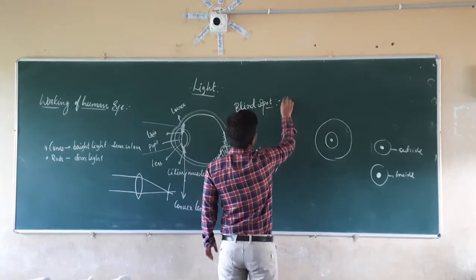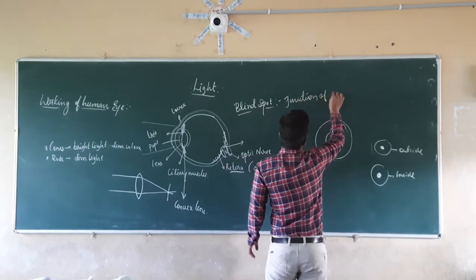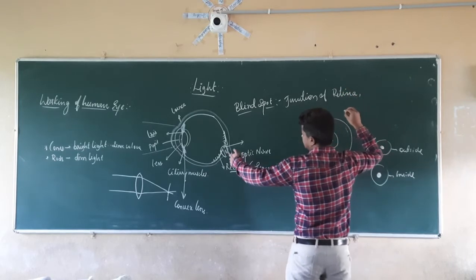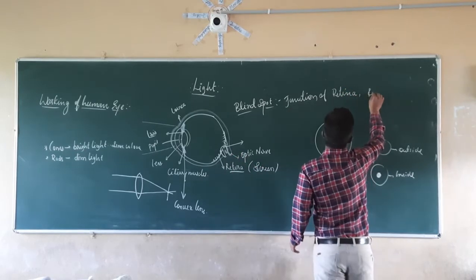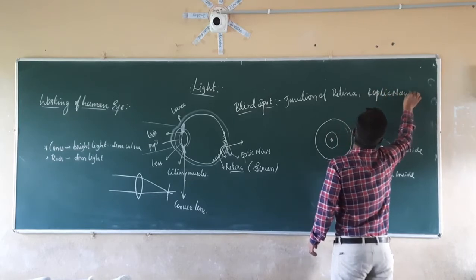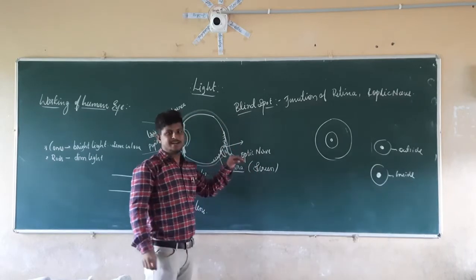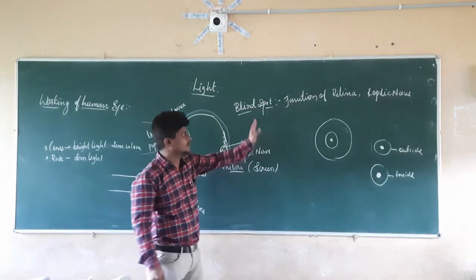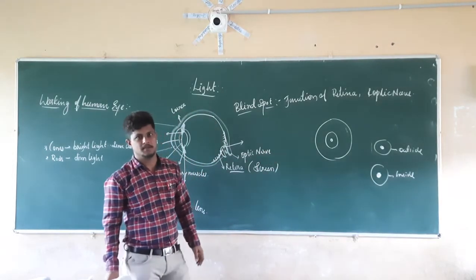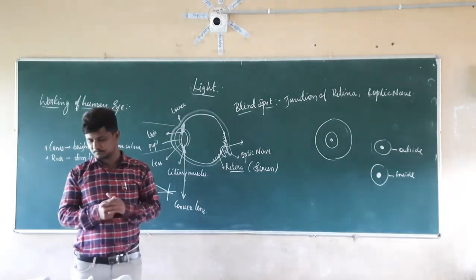The blind spot is nothing but the junction of the retina and optic nerve. At that junction we can't see any images. Because of that it is known as the blind spot. So this is about the eye.